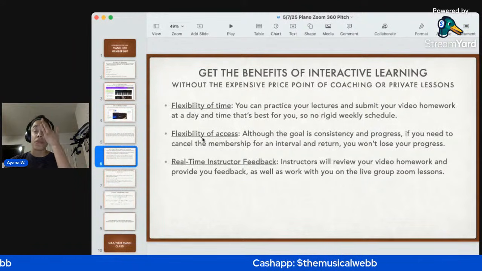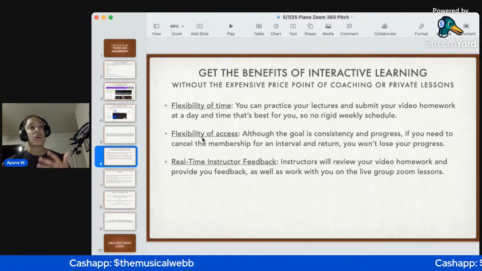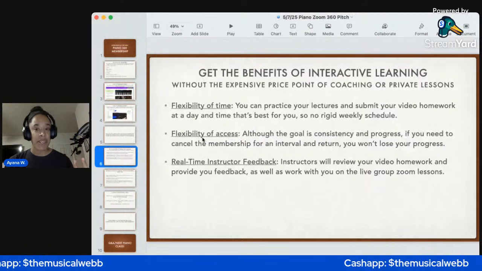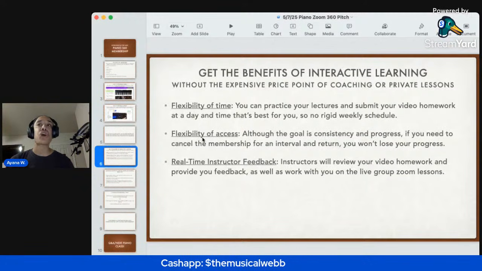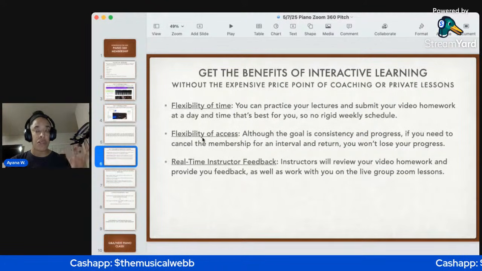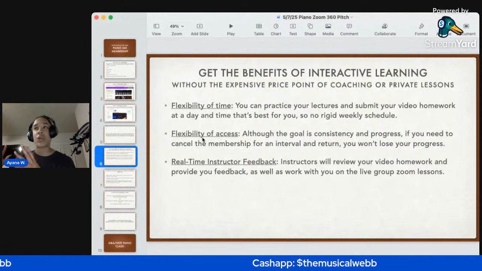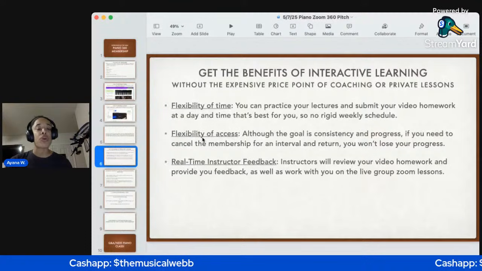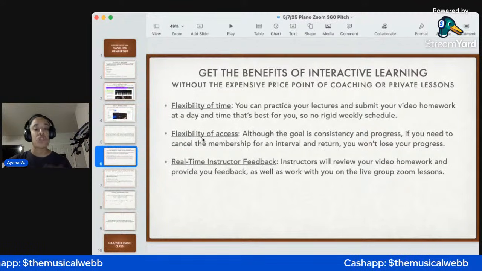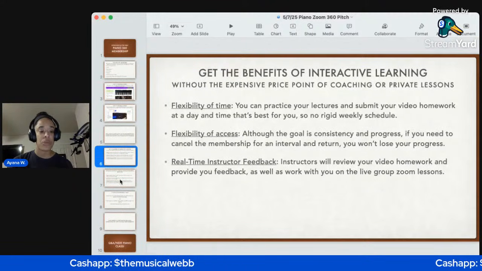So even if you were to come in for like 2 or 3 months, something happens, you leave the country, you have to take care of a parent, you got a new job, whatever the case is, you have to take a break, you can say, hey, cancel the membership. So there's no contract that says you have to stay within a certain period of time. It's a month-to-month membership. Cancel, take whatever time you need to take, come back, and then you can start where you left off. And again, you get that real-time instructor feedback where instructors will review your video homework and provide you feedback, as well as work with you on the live group Zoom sessions where we do Q&A.